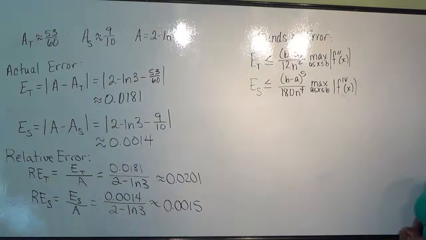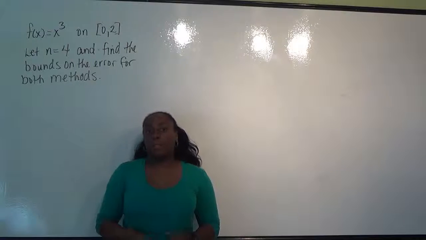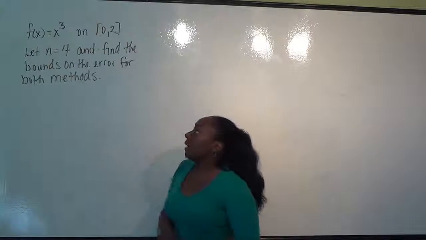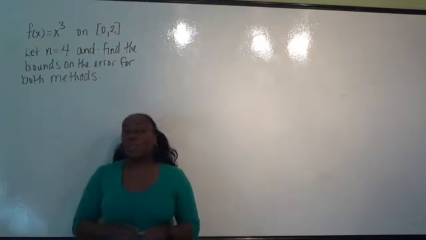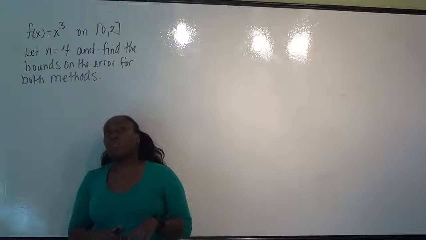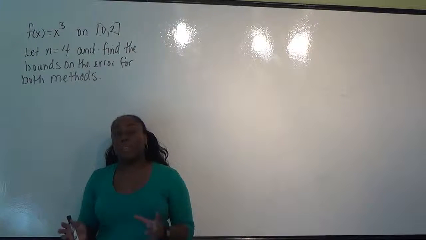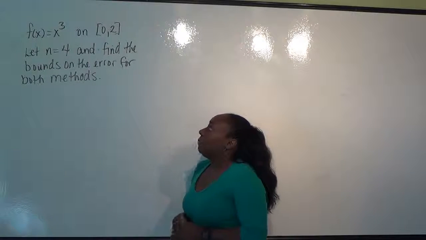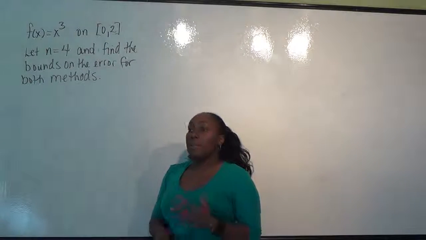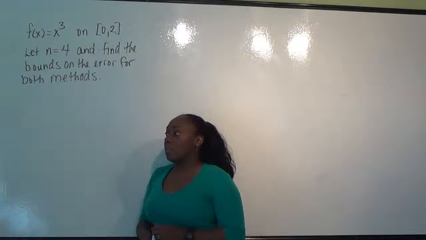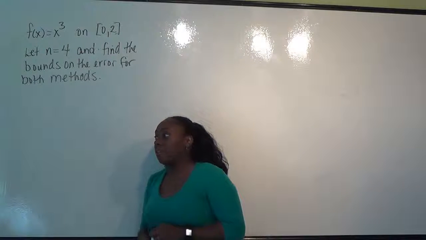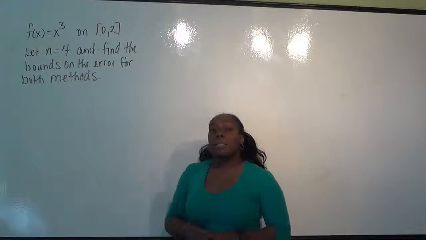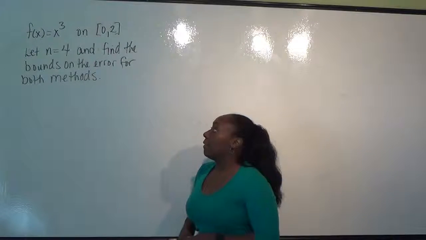So let's look at some examples of these. In our first example for the bounds, let's look at f of x equals x cubed for n equals 4 on the interval from 0 to 2. We want to just find the bounds on both error approximations. I chose this one because it's very easy to get our derivatives. Obviously not all of the functions you're going to have are going to have such nice derivatives, but at least in here you'll see how to go about doing this.